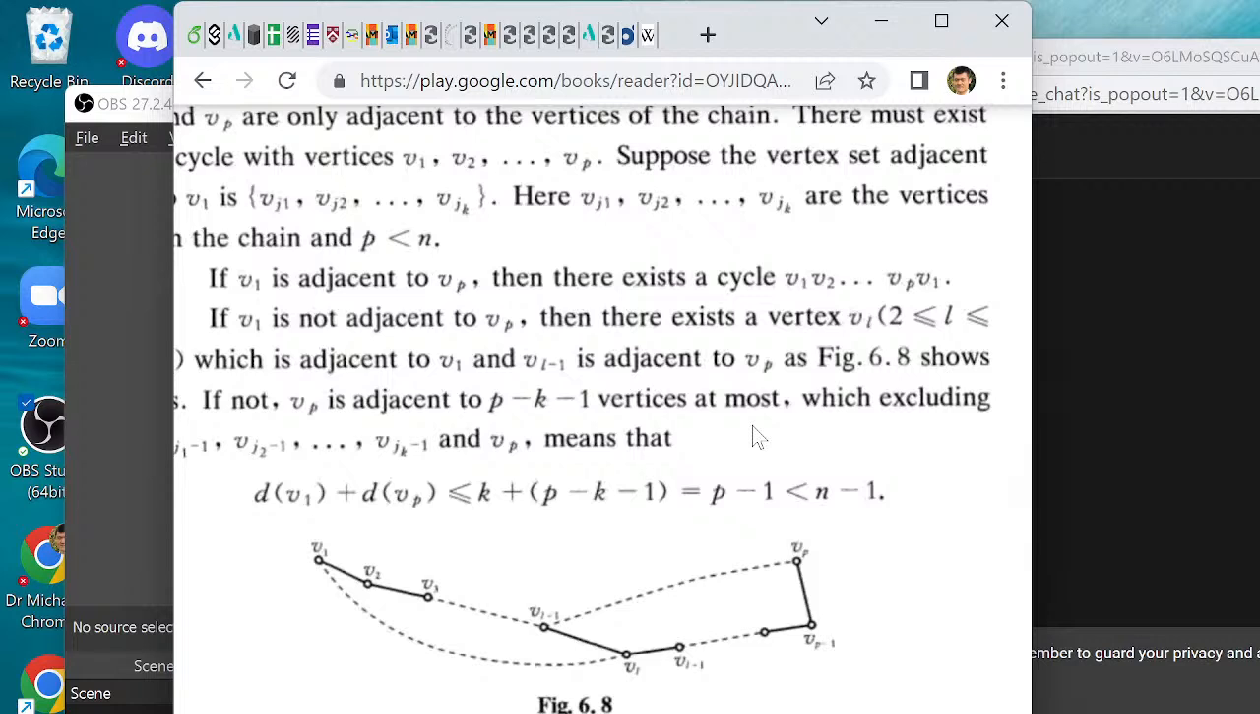then VP is adjacent to at most... Okay, so VP can only be adjacent to stuff on the chain, so it's at most P minus 1 already. But then there's all the things which are next to the k things adjacent to V1, it can't be adjacent to. So then it's only adjacent to P minus k minus 1 at most.